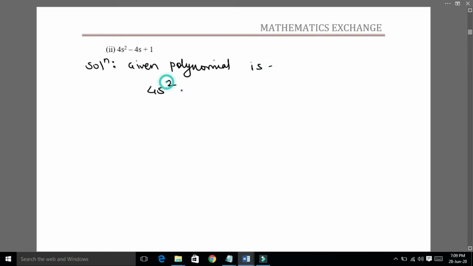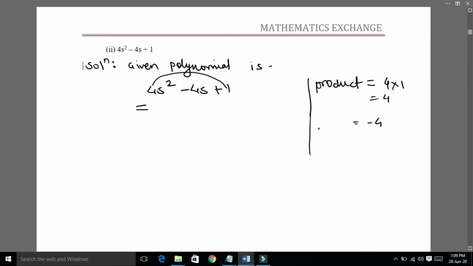4s square minus 4s plus 1. Again we factorize it. In this polynomial, the square term has a coefficient other than 1. So in such cases, the product term is always the multiplication of the coefficient of the square term into the constant term. So the product term here is 4 into 1, that is 4, and the middle term is minus 4 here. So we have to choose two numbers whose product is 4 and whose sum is minus 4. Obviously 2 twos are 4 and 2 plus 2 is 4.